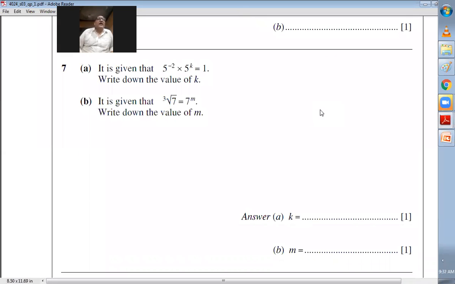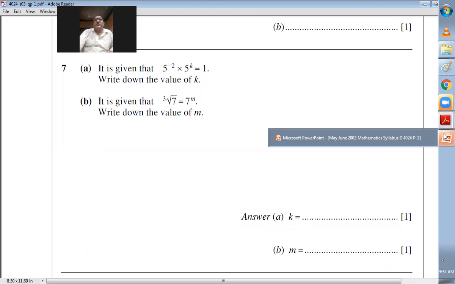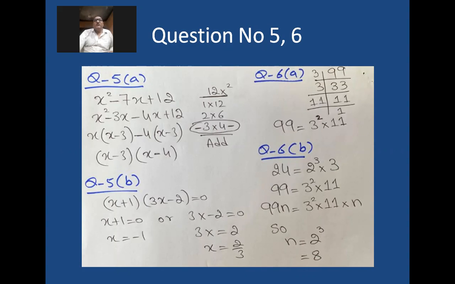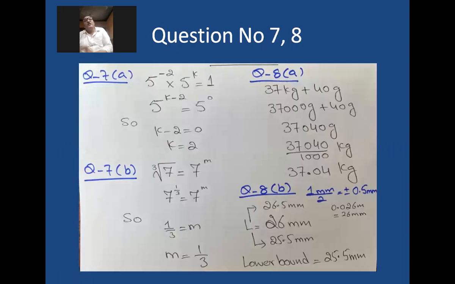It is given that 5 raised to power minus 2 multiply 5 raised to k equals to 1. Write down the value of the k. So you know, anything raised to power 0, the answer is 1. So what I will do, I will write 5 raised to power 0, and that will be 1. In the place of 1, I will put 5 raised to power 0. So in the place of 1, I have written 5 raised to power 0.